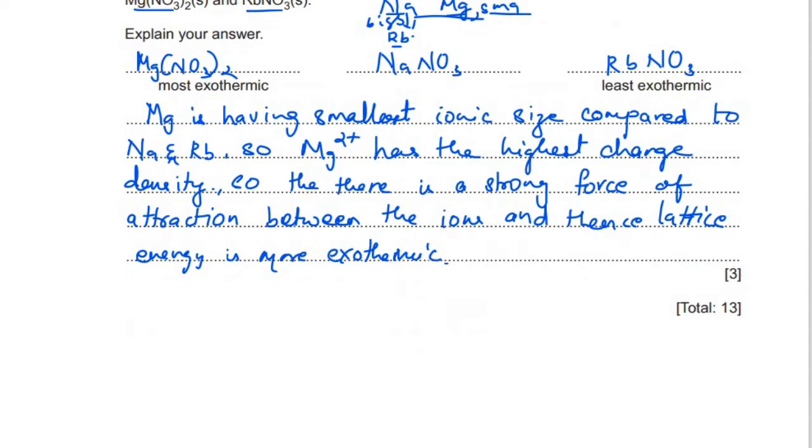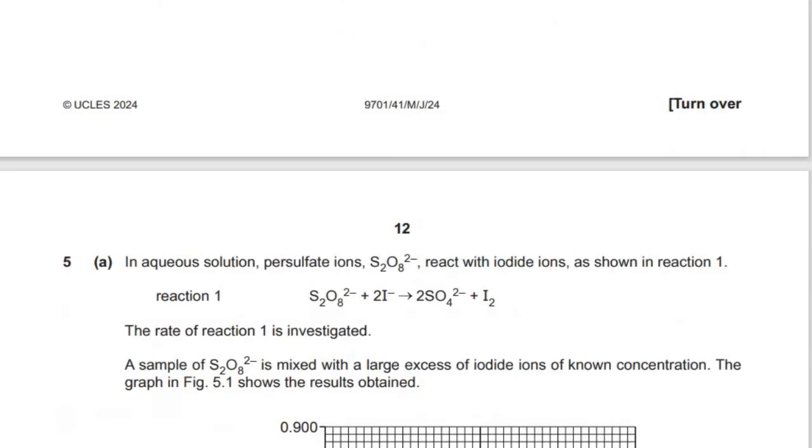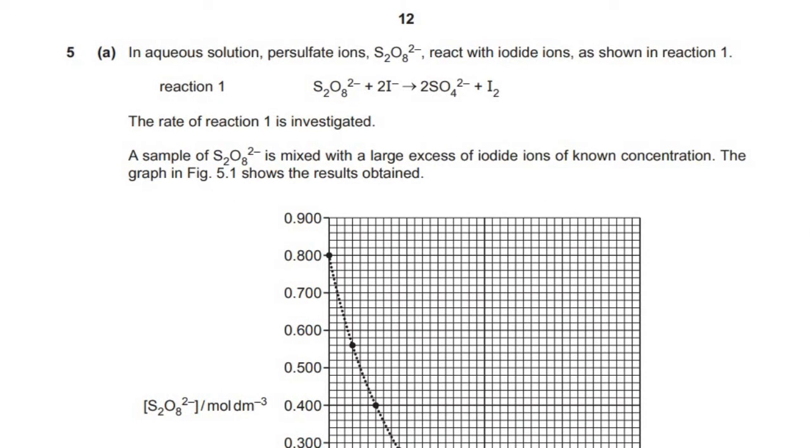So that's where we end question 4 here, and now let's start with question 5. Question 5a says, in an aqueous solution, persulfate ions, that is S2O8 2-, react with iodide ions as shown in reaction 1. And reaction 1 is given here. The rate of reaction 1 is investigated, and a sample of persulfate ions is mixed with a large excess of iodide ions of a known concentration. And the graph in figure 5.1 shows the results obtained. And here is the graph.